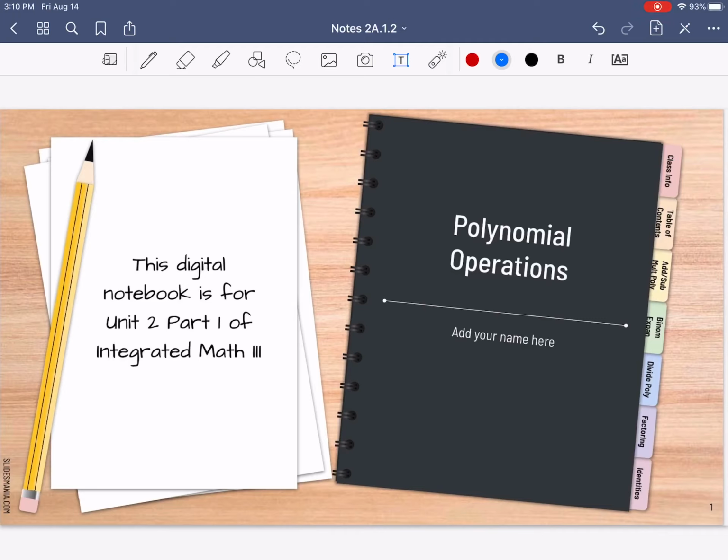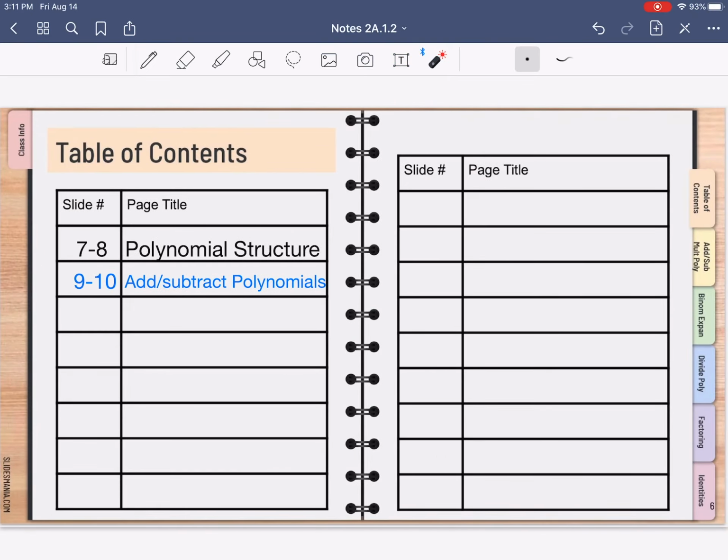You should have hopefully already put your name right here on your notebook so that we know whose it is, that it's yours, okay? Then I need you guys to go ahead and go over to slide 6 for me, please, and you're gonna go ahead and type this in blue. I already typed it in. It's page 9 and 10 that we're gonna be doing today.